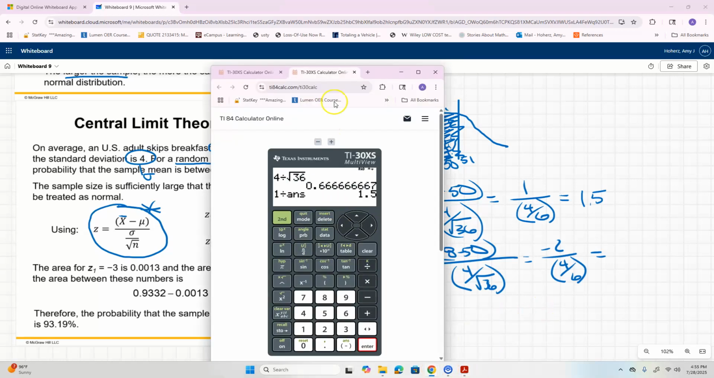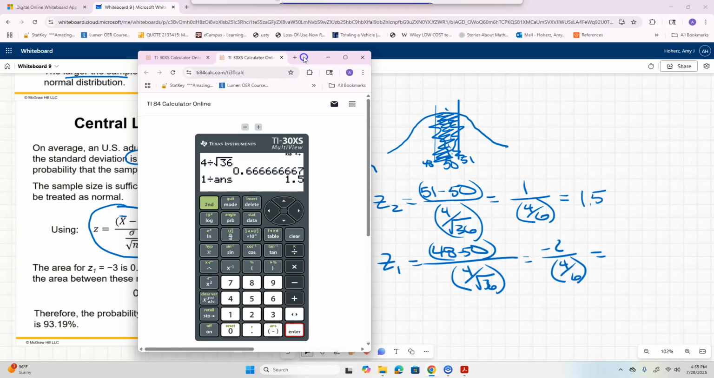And so if we pull that up, we get, if you do it all at once, 48 minus 50 divided by 4 over square root of 36. You should get negative 3.